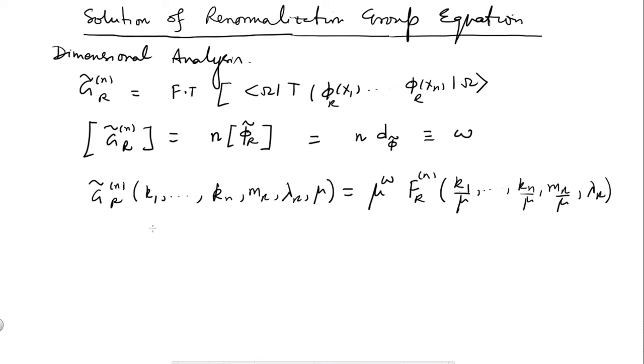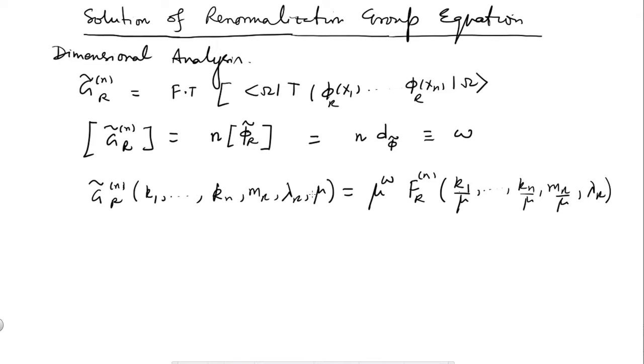Now take that expression of g tilde and divide each of these objects. See, k is momentum, so it has mass dimension 1. So divide each of the k's by mu. Divide mr by mu; mr has mass dimension 1. That makes it dimensionless. Similarly, dividing ki's by mu makes that dimensionless. Leave lambda r untouched because lambda r is anyway dimensionless. And of course, mu divided by mu is 1.